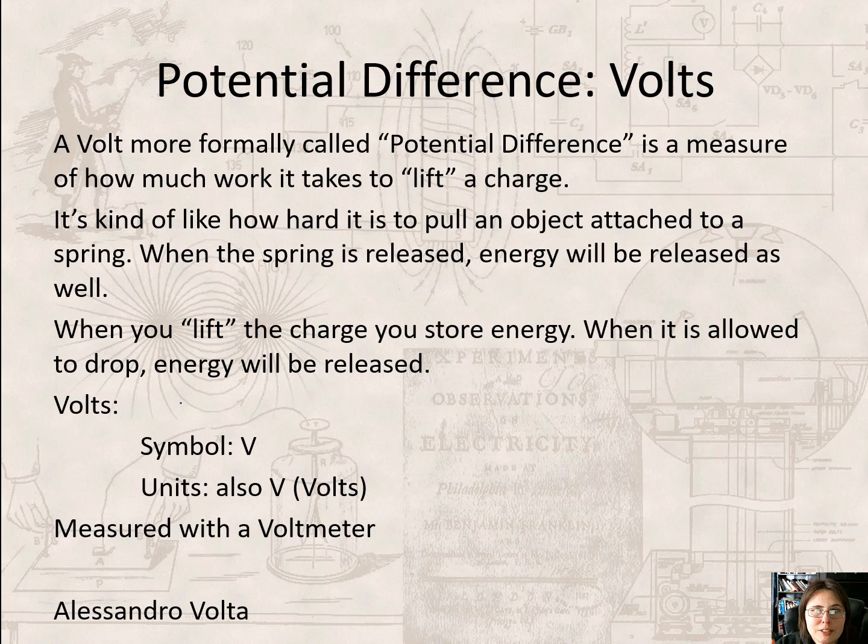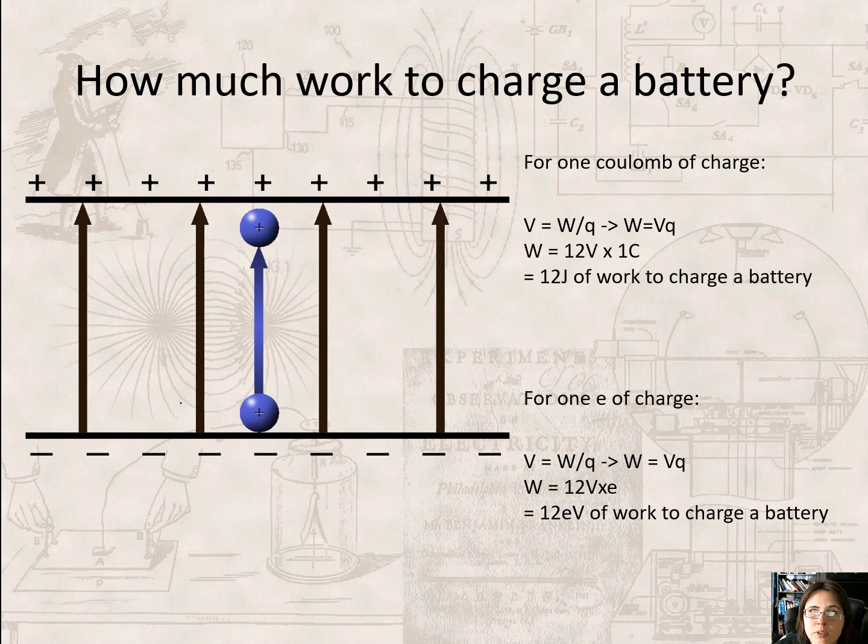It's kind of like how hard it is to pull on an object attached to a spring. When the spring's released, the energy will be released as well. So when you lift the charge, you store the energy, and then when it's allowed to drop, the energy is released. You measure it with a voltmeter. So how much work to charge a battery? If you have 1 coulomb of charge, you can find out how much work it's going to be using the equation V equals work divided by Q. So work is equal to V times Q if you rearrange it so that you can figure out how much work it takes.